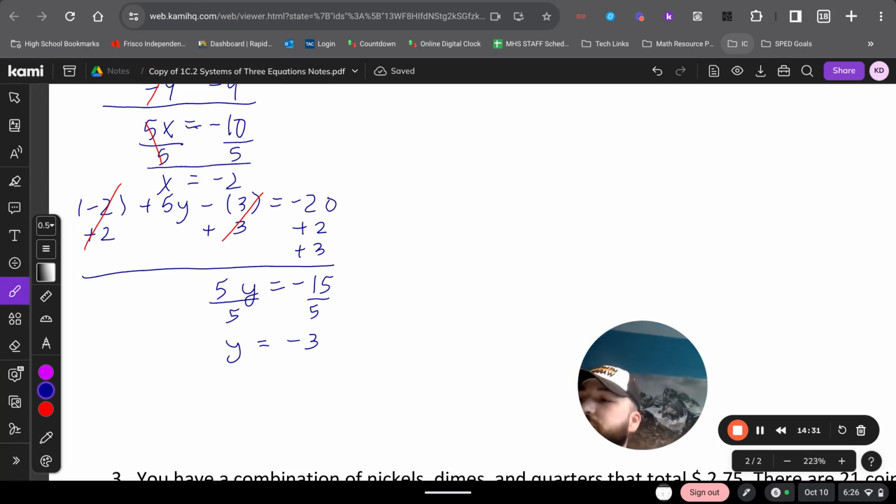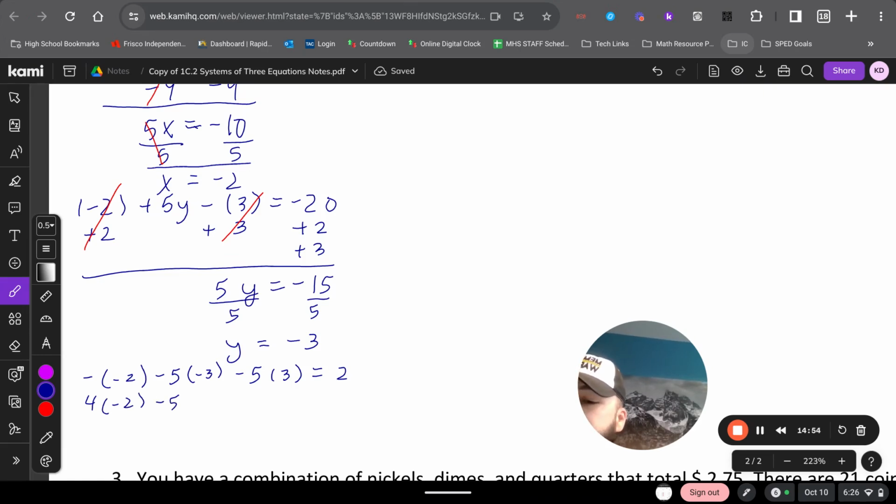So plugging into our first equation A, we get negative 2 minus 5 times negative 3 minus 5 times 3 equals 2. Then plugging into equation B, we get 4 times negative 2 minus 5 times negative 3 plus 4 times 3 should equal 19. And then last but not least, negative 2 plus 5 times negative 3 minus 3 is equal to negative 20.